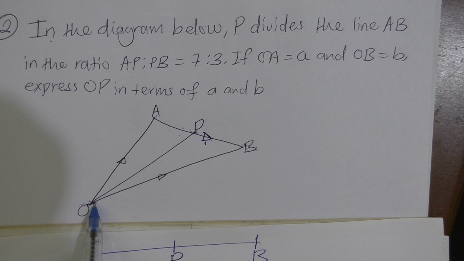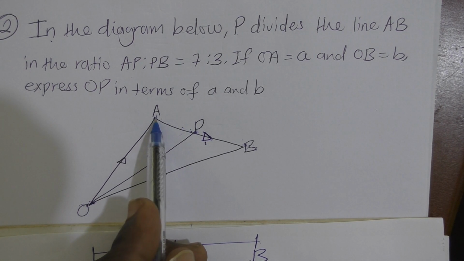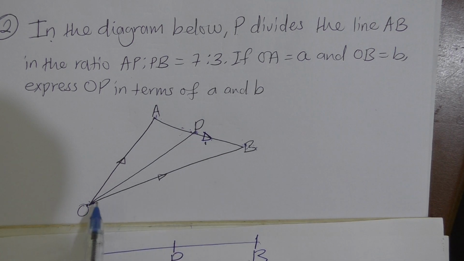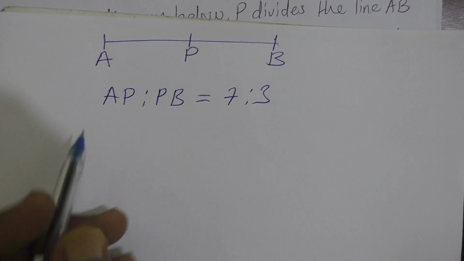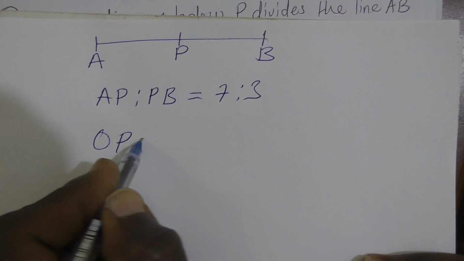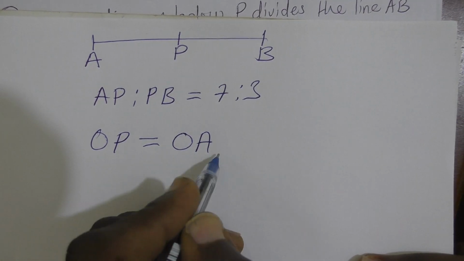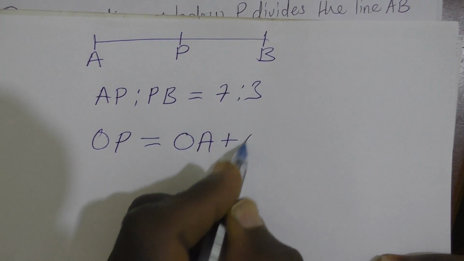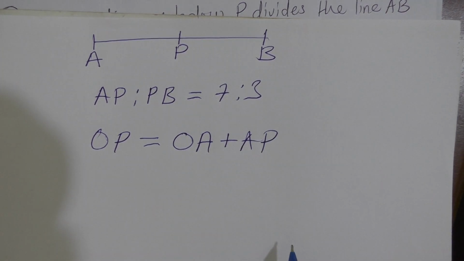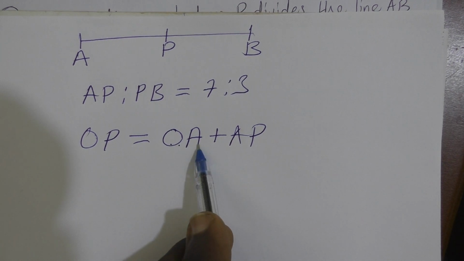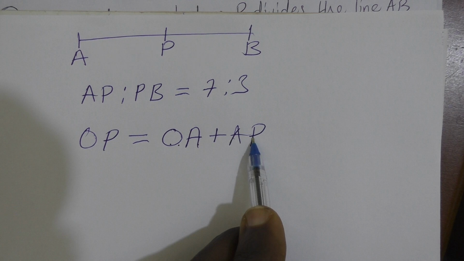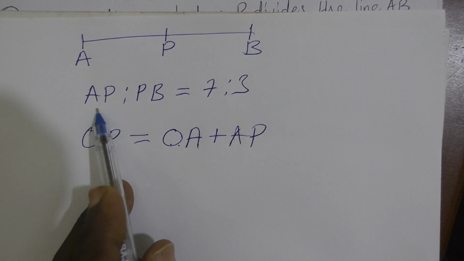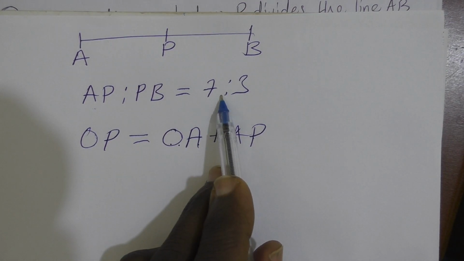Or we can also use this direction which is OA plus AP. I will choose to use this, and therefore my OP equals to OA plus AP. So in this, I have OA given to me as vector A, but I need to look for AP. So I'll use the help of the ratio given to me.